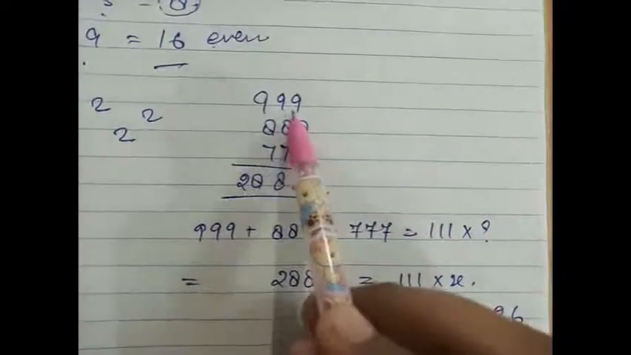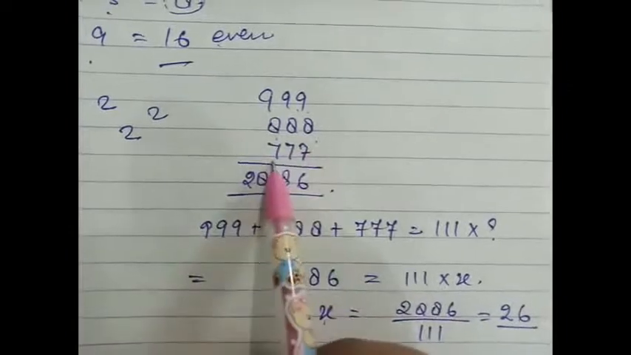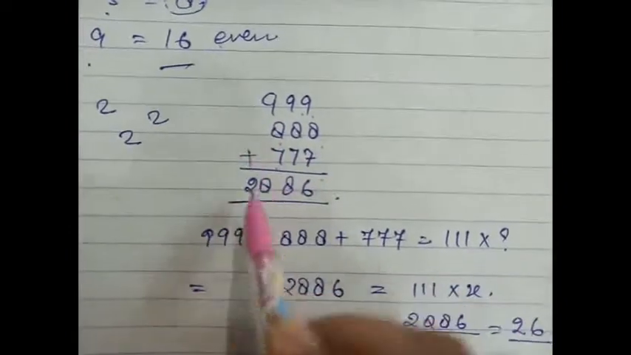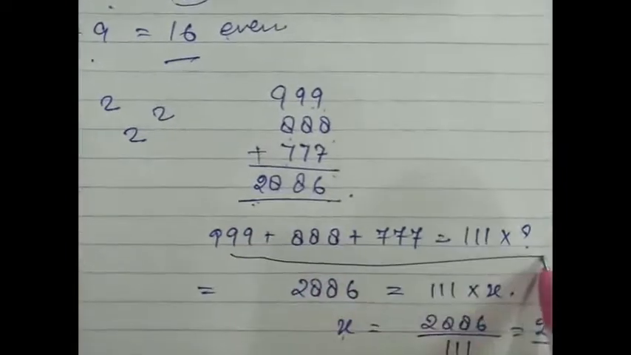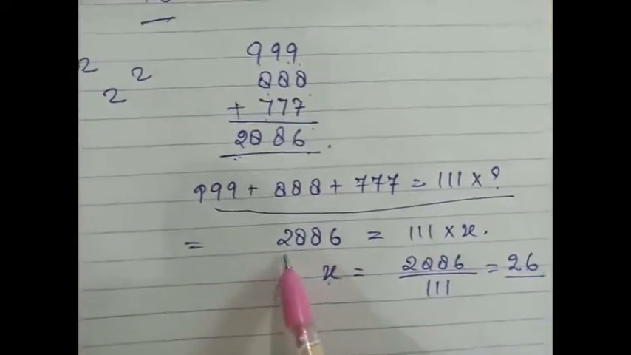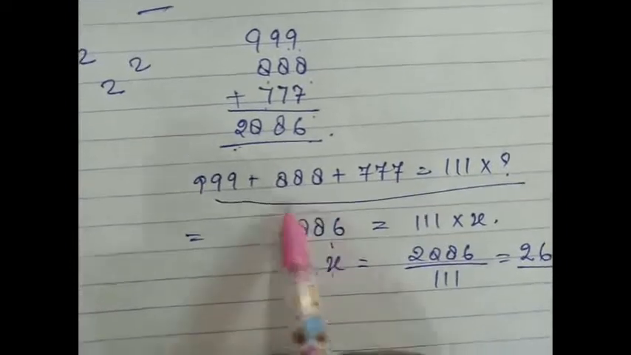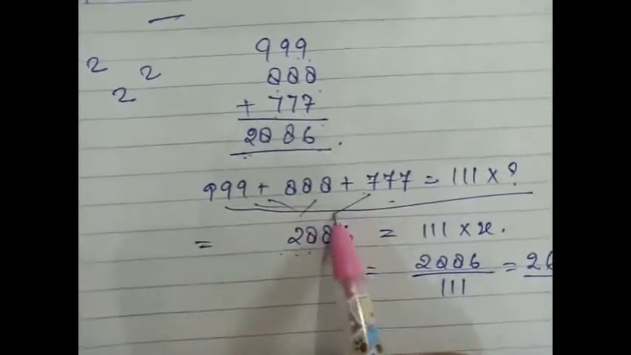We will see this question. You can see that 999, 888, 777, when added, give 2886. Here this was the question. We will go through 288. Here the addition of these three numbers is given.